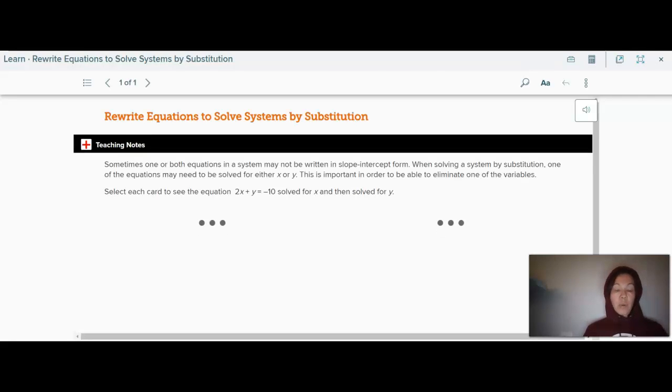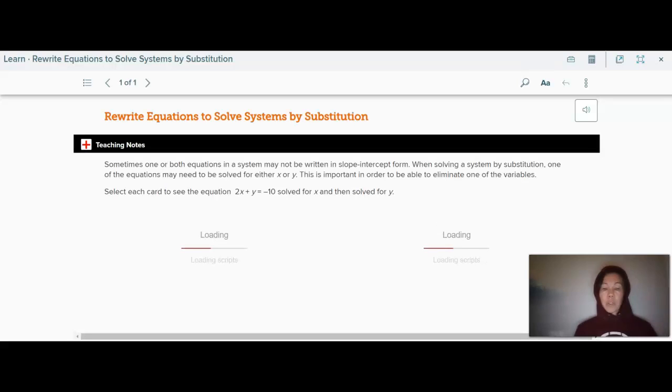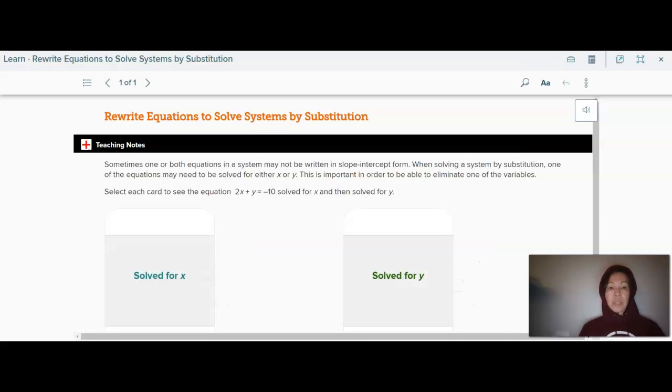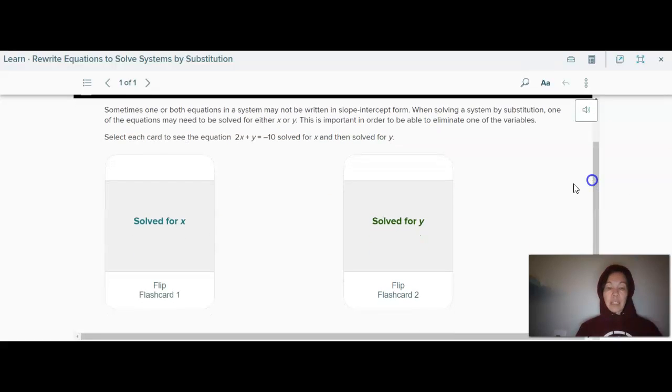Some equations won't always have the y by itself, like those first few examples did. Sometimes one or both equations might not be written in slope-intercept form. When you're solving by substitution, you don't necessarily need slope-intercept form, where it's y equals. We just need one of the variables by itself.